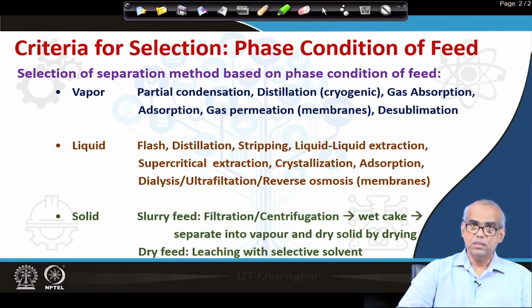If the feed is in solid state, it can be a slurry feed or it can be a dry solid feed. If you have a slurry feed, we can perform filtration or centrifugation to obtain wet cake, and then the wet cake can be separated into vapor and dry solid by the method of drying. On the other hand, if we have dry feed, leaching can be used with a selective solvent.